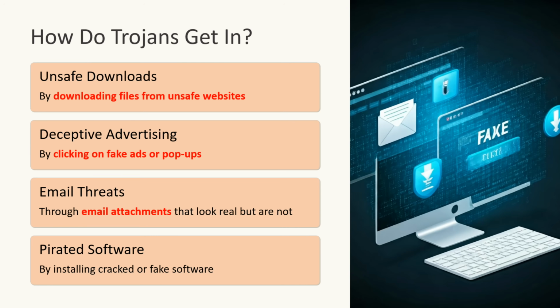How do Trojans get in? By downloading files from unsafe websites, by clicking on fake ads or pop-ups, through email attachments that look real but are not, and by installing cracked or fake software.